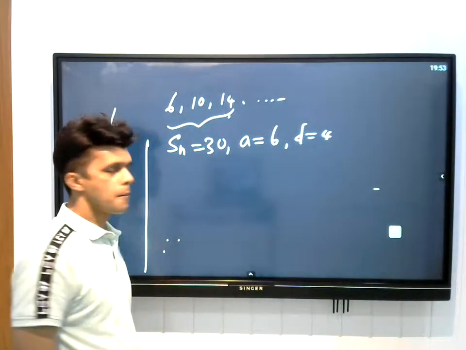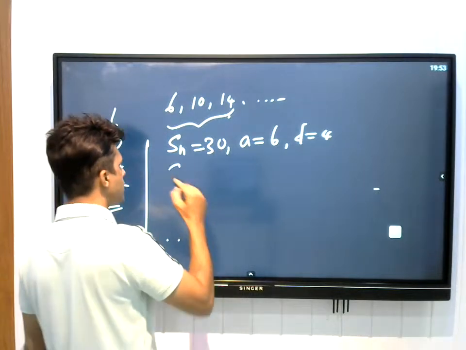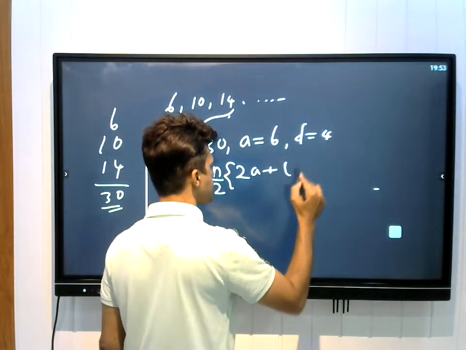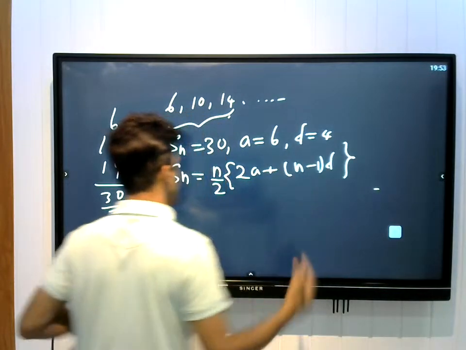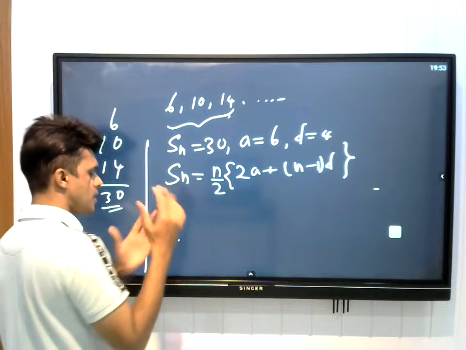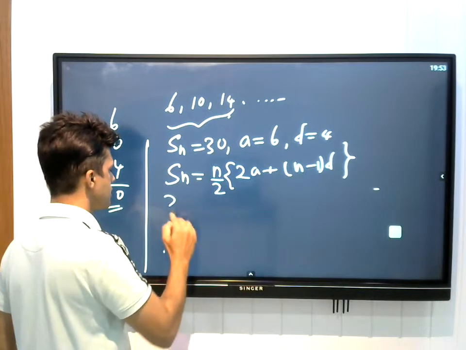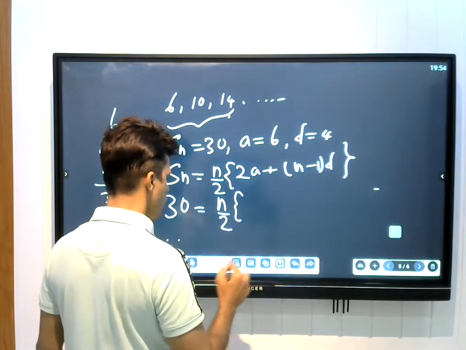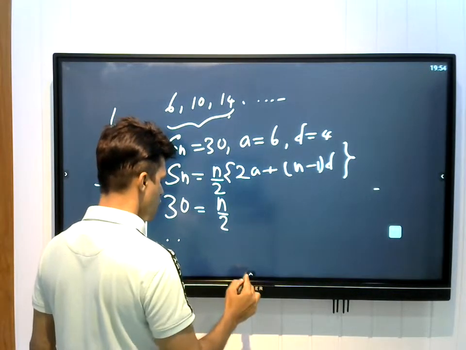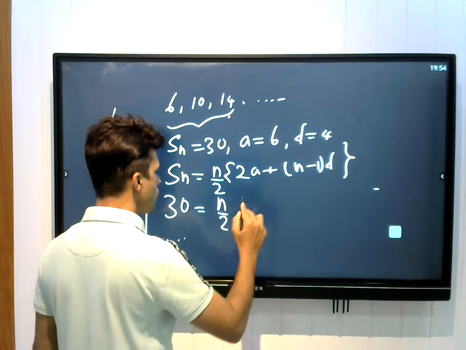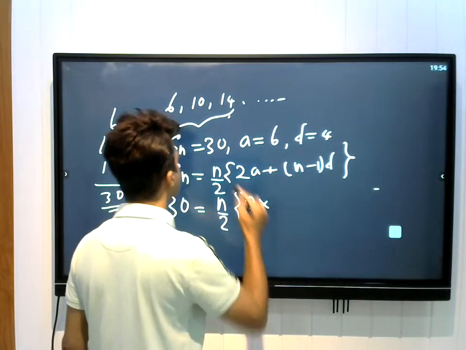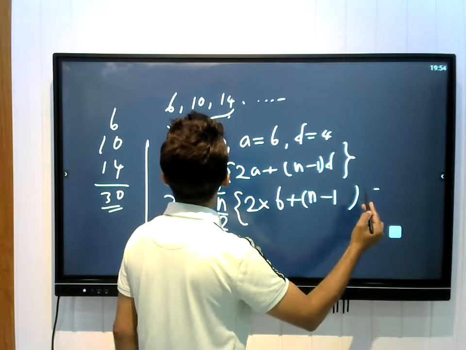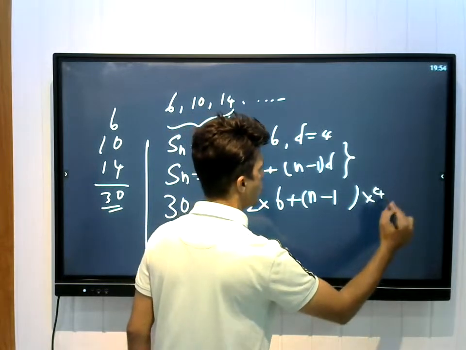Here also you need to set up an equation. Sn equals n by 2 times 2a plus n minus 1 times d. Sn, the sum of a certain number of terms, is 30, so Sn equals 30. Then n over 2 times 2a, where a equals 6 here. n we do not know. d equals 4 here.